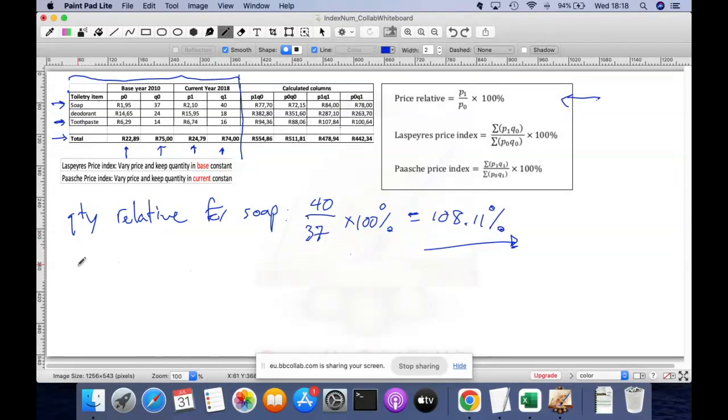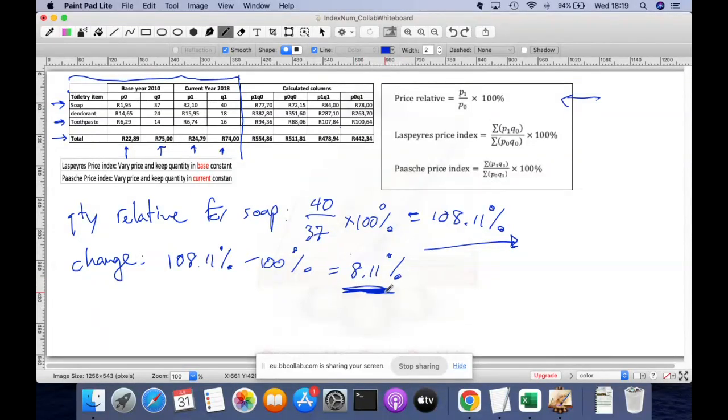Like I suggested, do the subtraction. To work out the change, whatever value you get, which is 108.11%, you subtract 100% from it, and you're going to get a value of 8.11%. And so you would interpret this. I won't write it out, but I'll just say it. Remember, now we're talking about quantity. So we're going to say the quantity for soap from 2010 to 2018 has increased because you've got a positive value. And by how much?